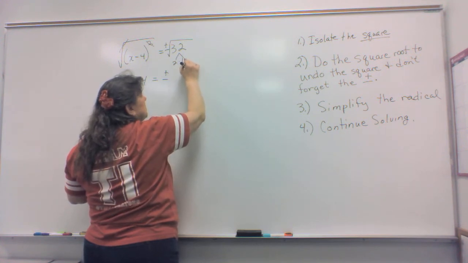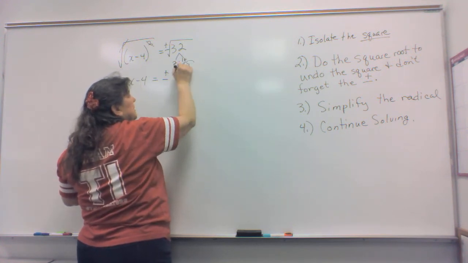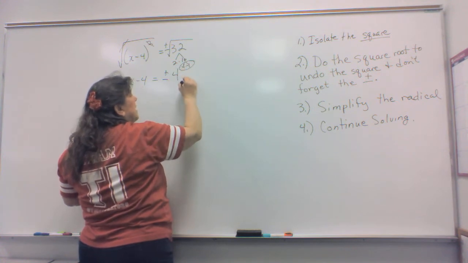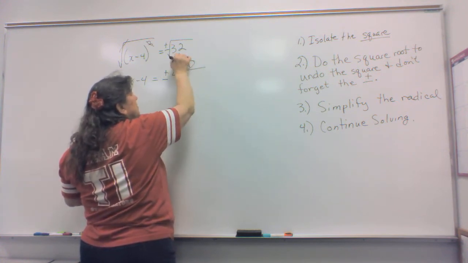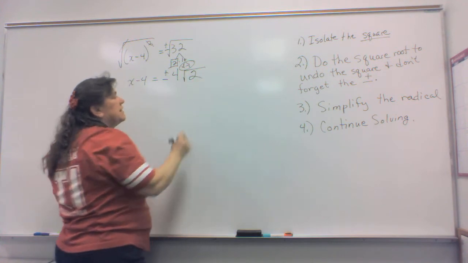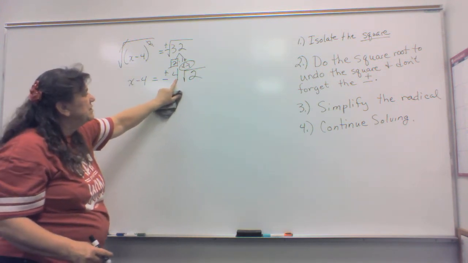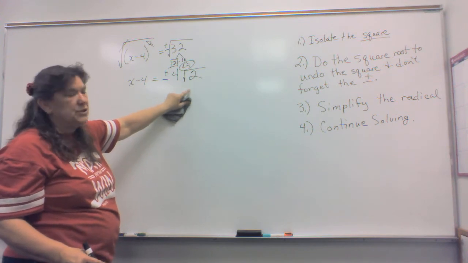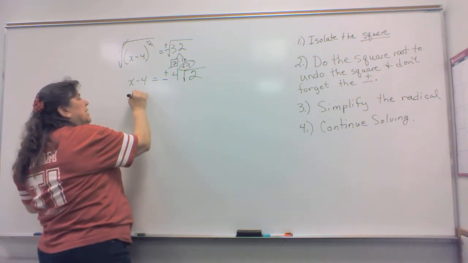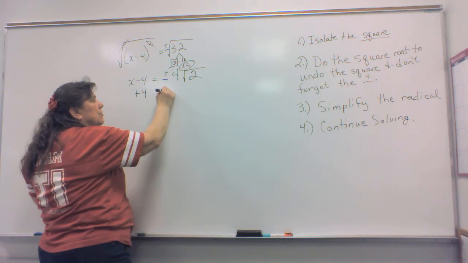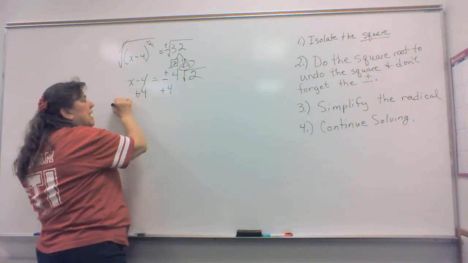16 is 4 times 4. So this gives me 4 comes out of the house, and I have a square root of 2 that stays inside the house. So I have x minus 4 is equal to plus or minus 4 square root of 2. So now I'm going to add my 4. And notice when I add my 4, what happens?